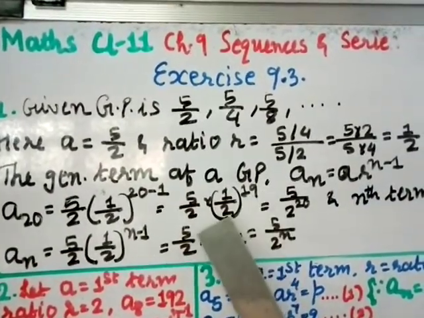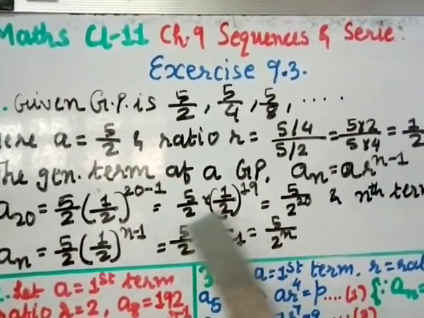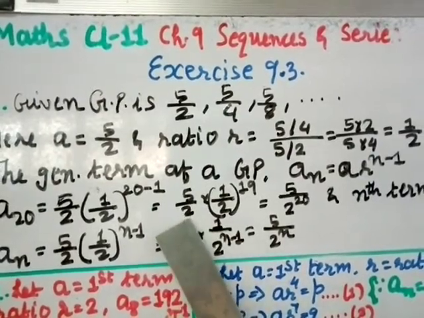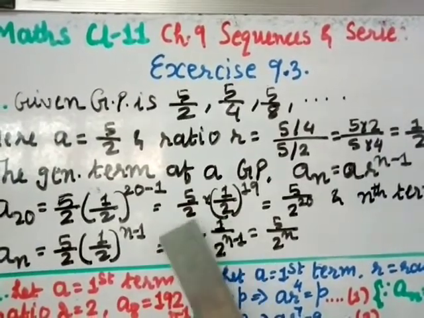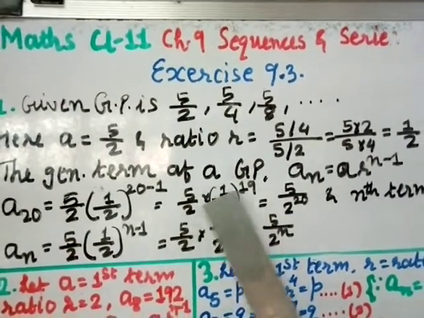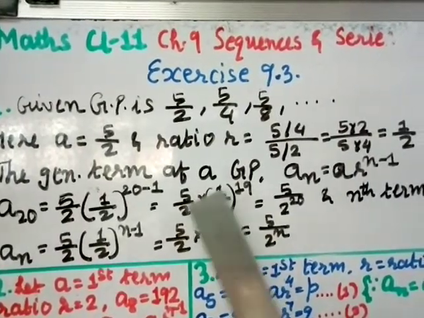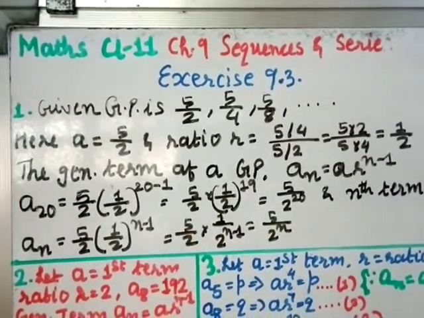Now this 19 is also a power of 2. So here in the denominator 2 power 19 into 2 power 1. If you combine this together, this value will be 2 power 20, and 1 power anything is 1. So this here remains 1, 5 into 1 is 5. So this is the 20th term.